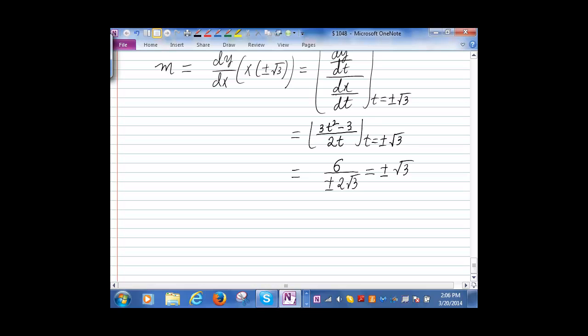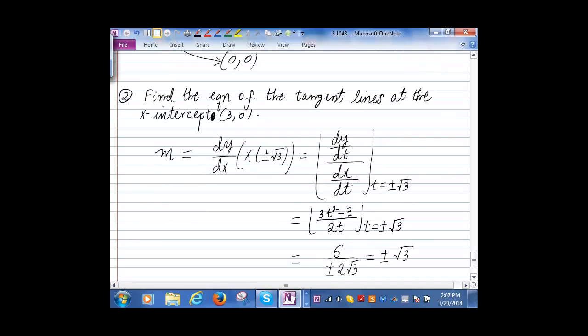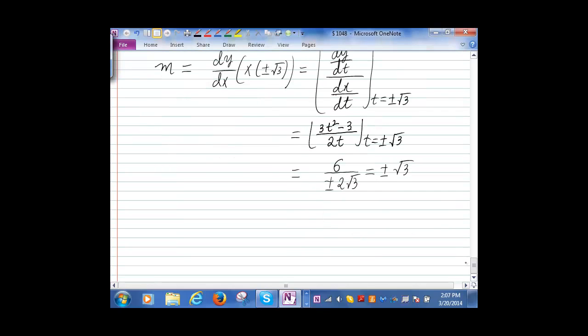Now, remember, we are trying to find the equation of the tangent at the point 3, 0, right? At the point 3, 0. So how do I find the equation of the line going through that point, having slope given by these numbers? So I'm trying to find two different equations, right? Two different tangents. So what's the point slope formula? Yeah, it's y minus. So what is y value here?